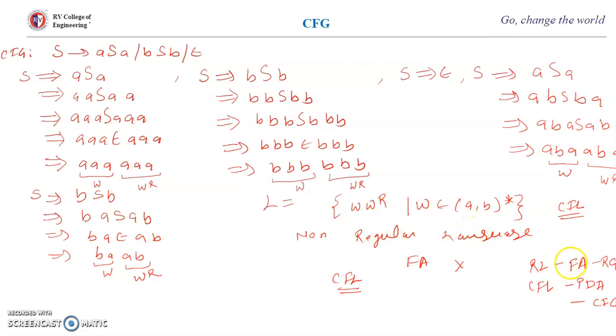Okay, so now if it is a regular language, I have a finite automaton for that, and I have a regular grammar. If it is a context-free language, what is the machine for that? The machine is the PDA, and the grammar is context-free grammar.